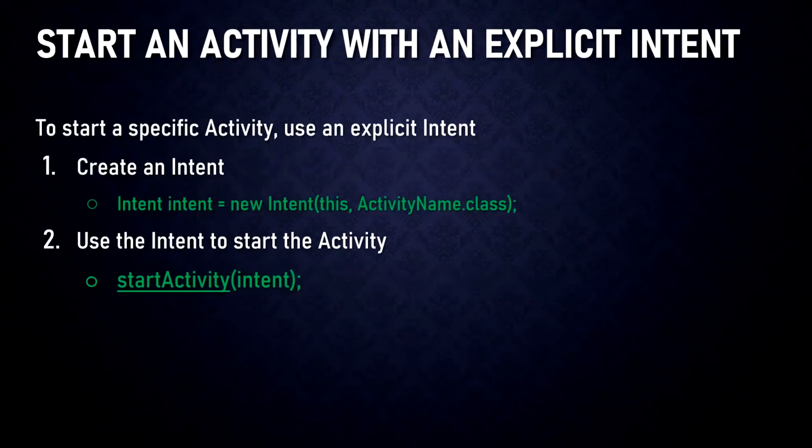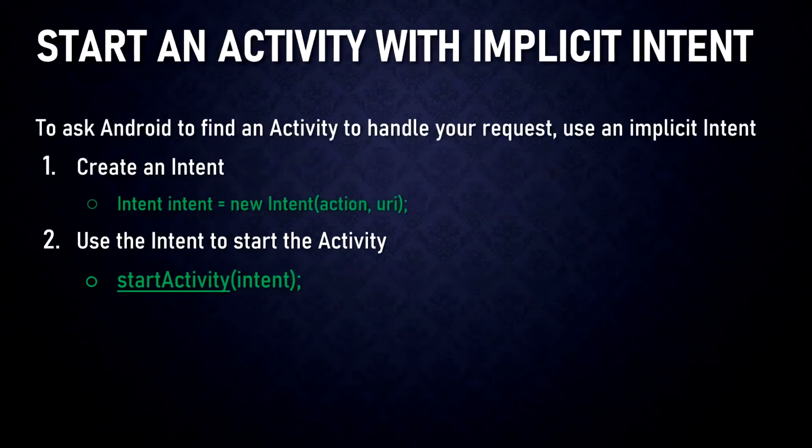With an implicit intent, you don't know which activity you want to start. An implicit intent is just to start an activity found in another app.